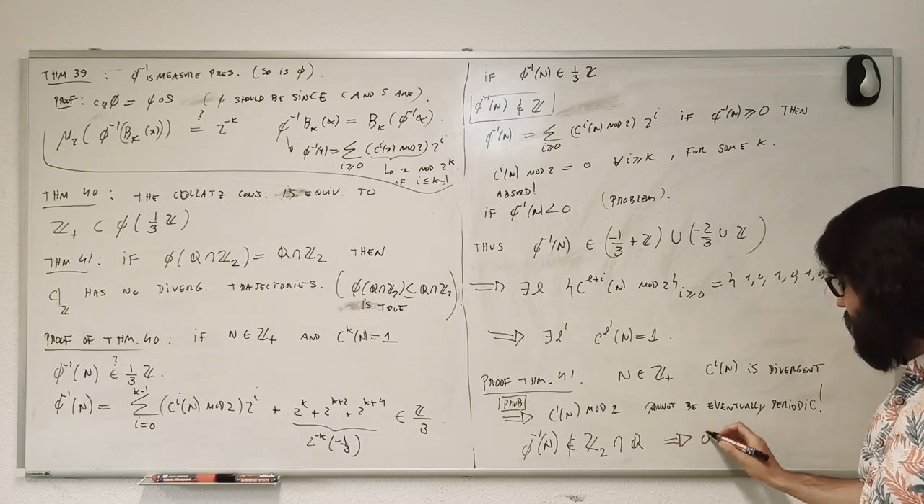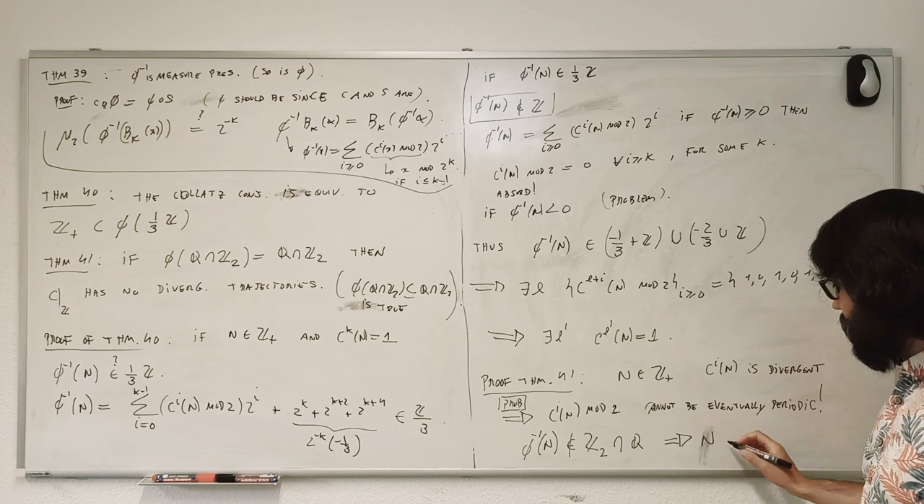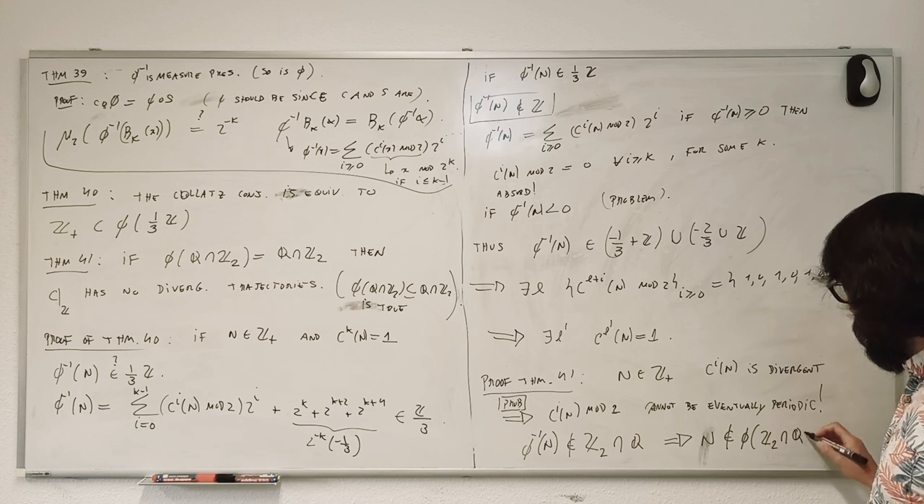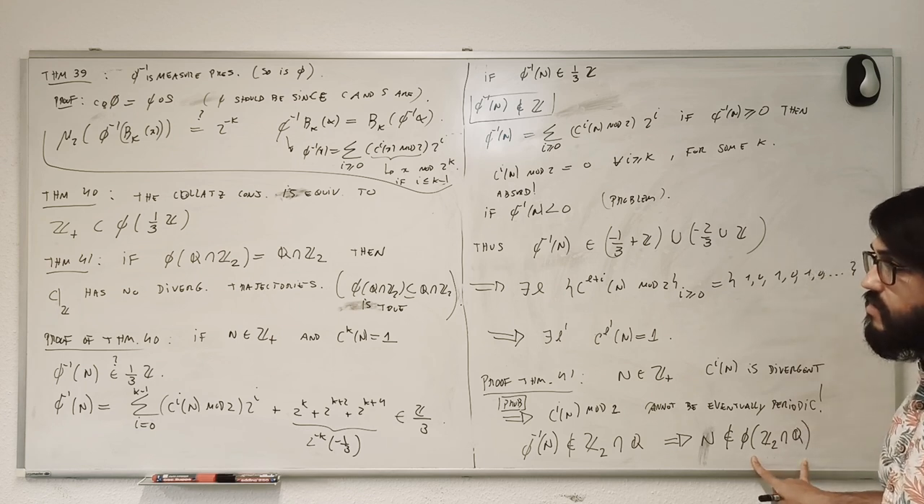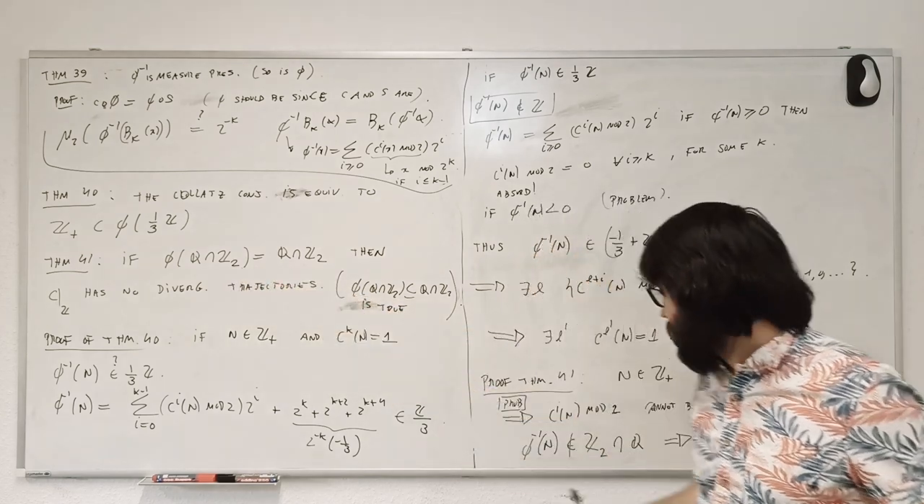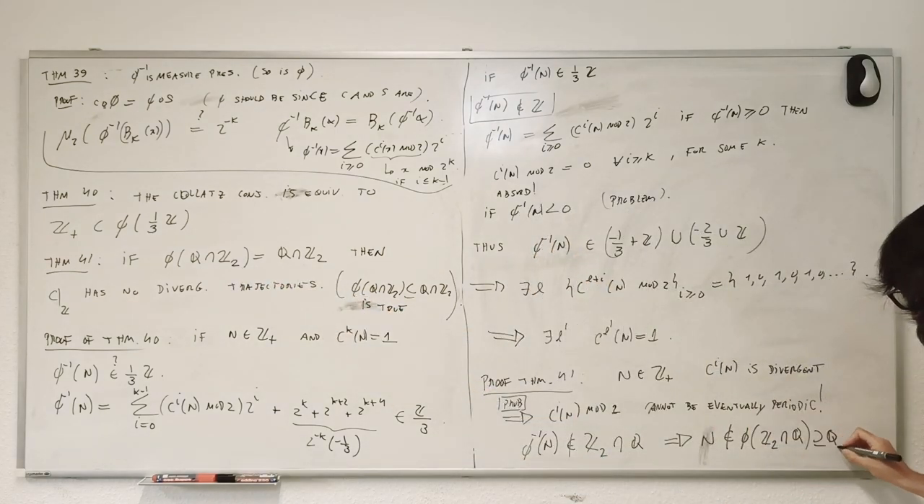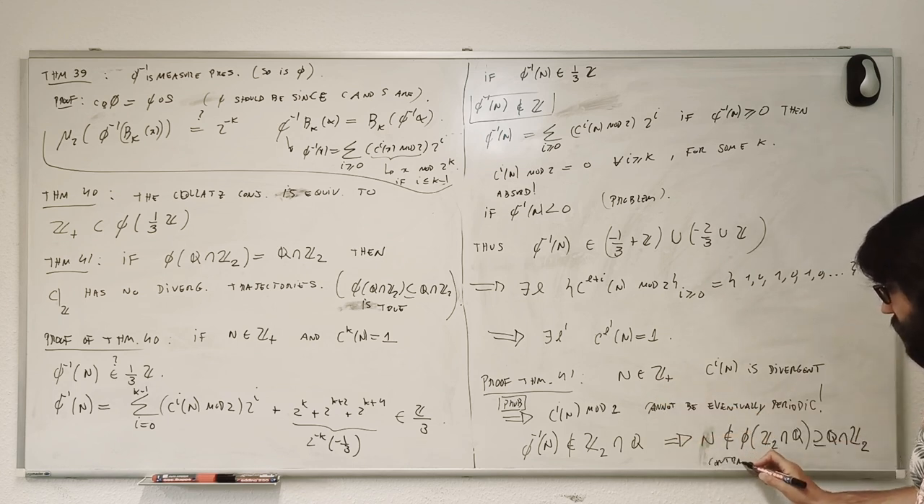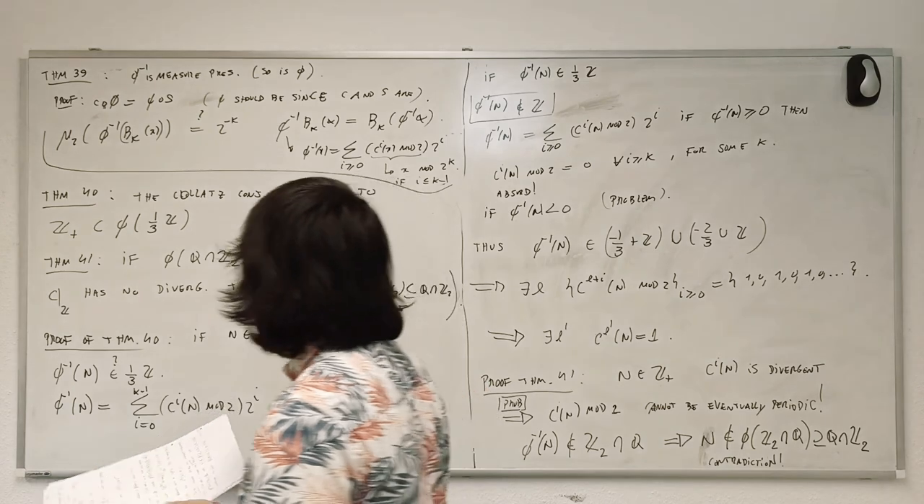So this implies that n does not belong to phi of Z_2 intersection Q. But we are assuming in theorem 41 that we have this. In particular, this contains, or is equal to, this. So therefore n is not rational, which means it's not an integer, but that's impossible because we're assuming that n is an integer. So a contradiction. So we get the result.